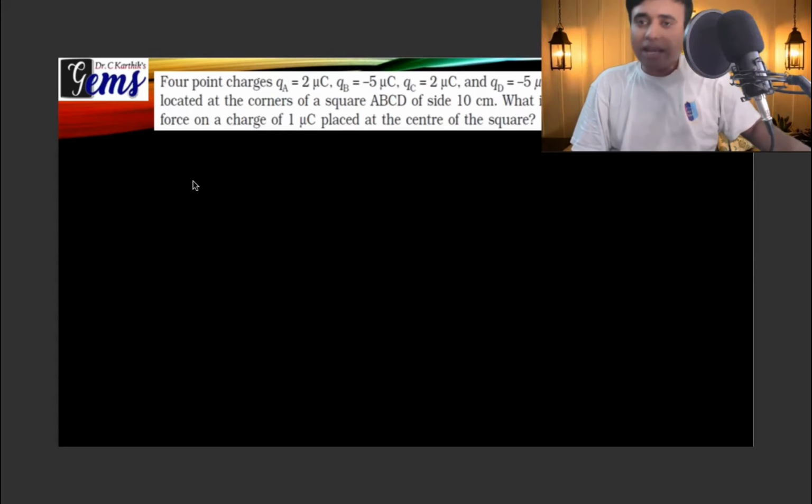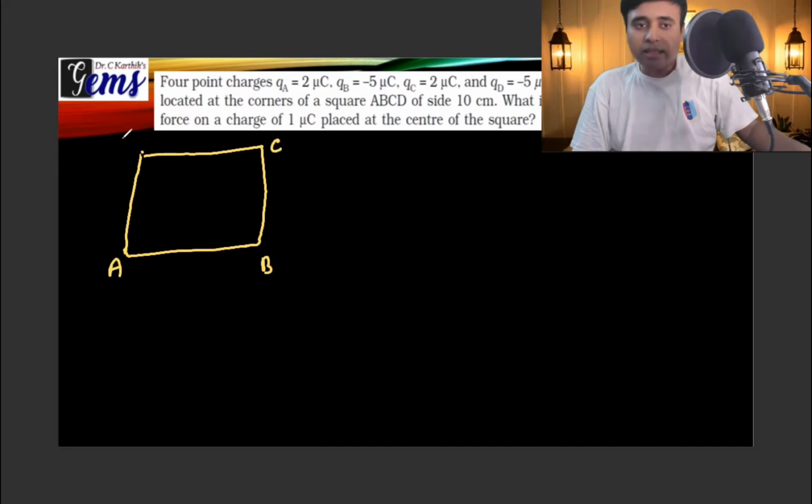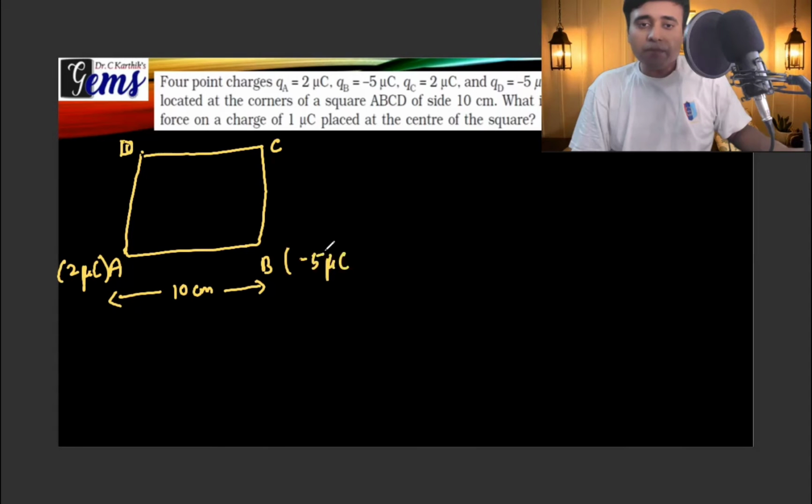Okay, so let us draw the diagram to understand it better. So I'm going to start. Please ignore the little tilted line. This is your A, this is your B, this is C, D. So this is your 10 centimeter line. The side is 10 centimeter. The charges are already given, let us just write them here. This is your 2 microcoulomb. B charge is minus 5 microcoulomb. C is 2 microcoulomb. And D is minus 5 microcoulomb.